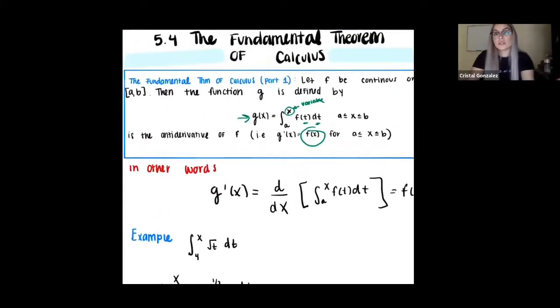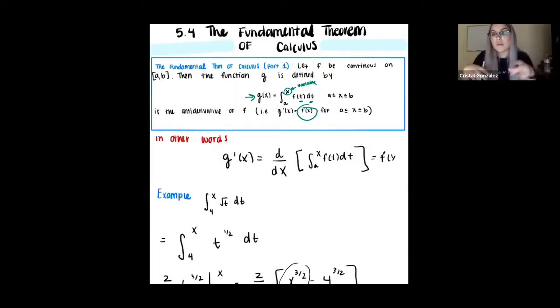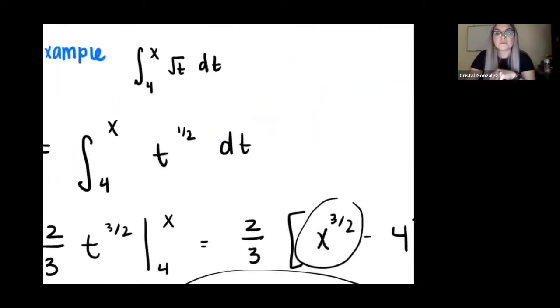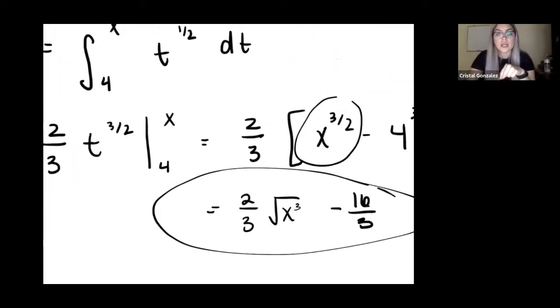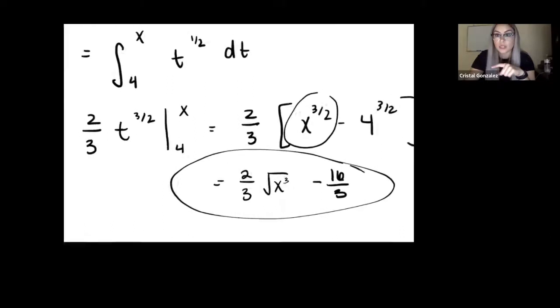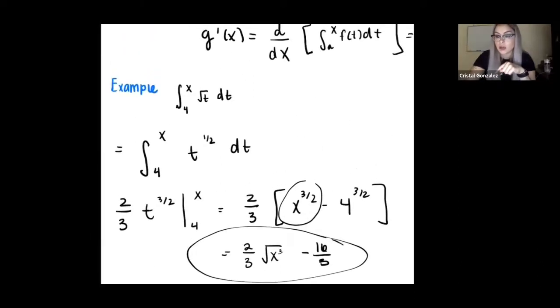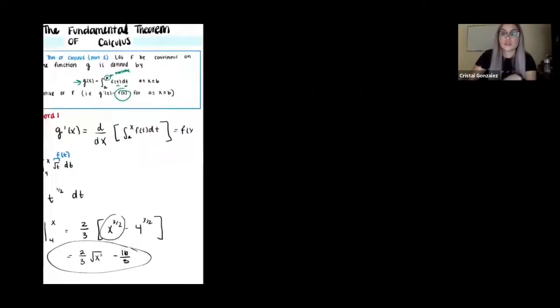But the theorem here says that if we take the derivative of that function, we will get f of x. So let's go ahead and take the derivative of our function here and see if that's actually true, if we're going to get f of x. And I want you to notice something here: this value here is actually f of t. So we're going to be taking the derivative of the function we just found, which is 2 over 3 x to the 3/2 minus 16 over 3.